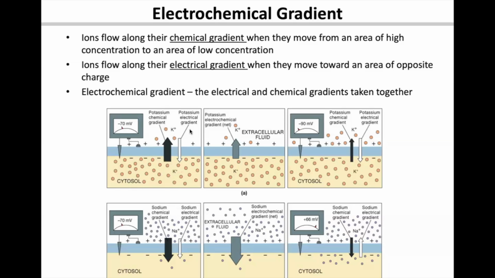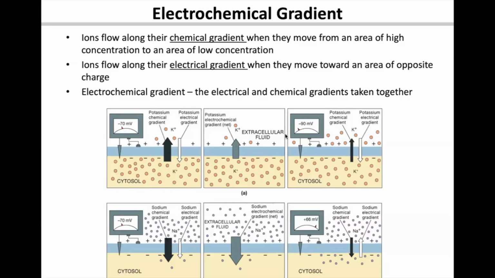Now let's consider the electrical gradient. Potassium is positively charged, and we know the inside of the cell is negative and the outside of the cell is positive. So the potassium will try to move from outside to inside. Now, if you see the dimension of these two arrows, you will understand the chemical gradient is much stronger than the electrical gradient. As a result, potassium always tends to move from inside to outside.